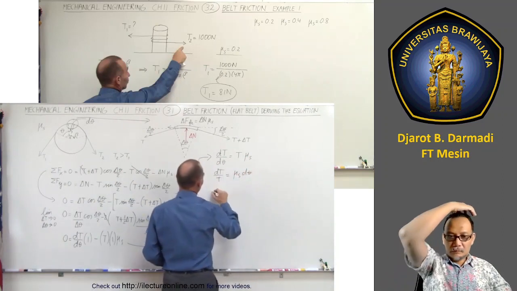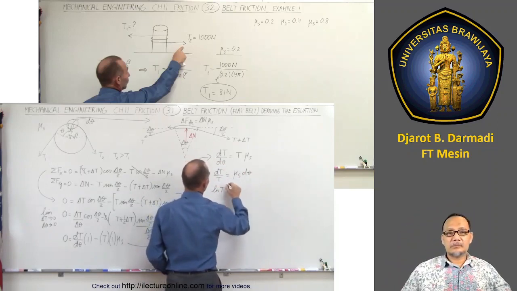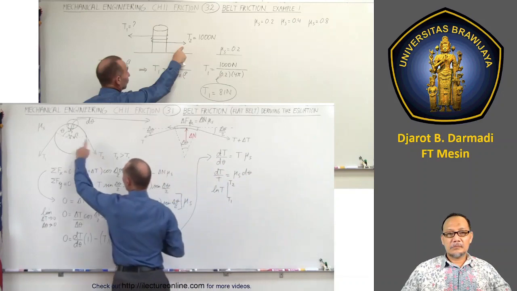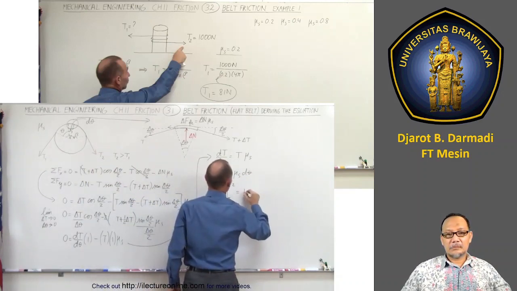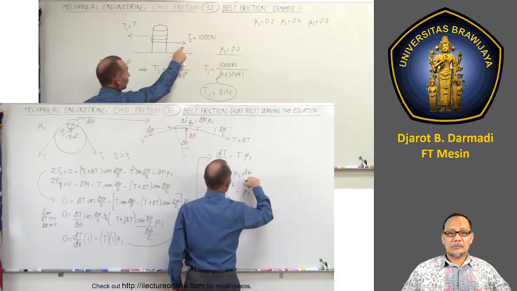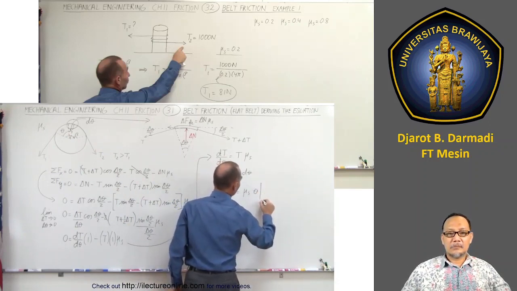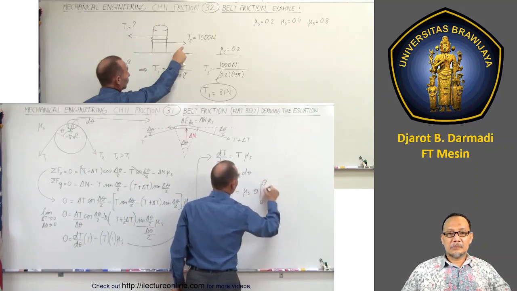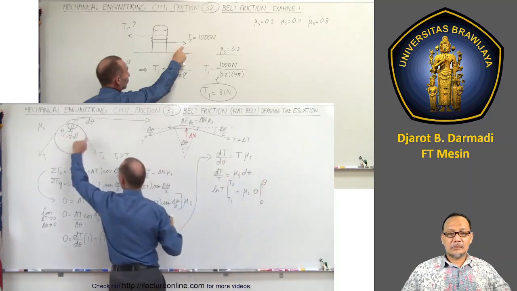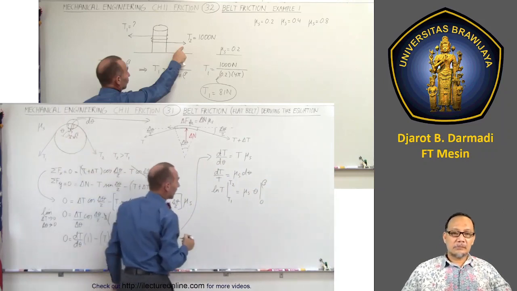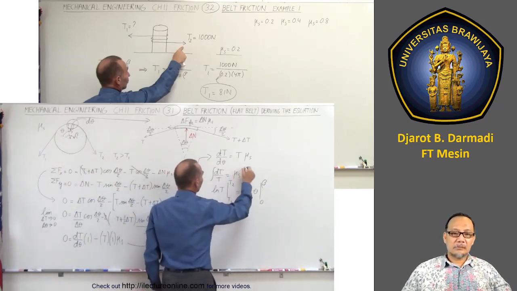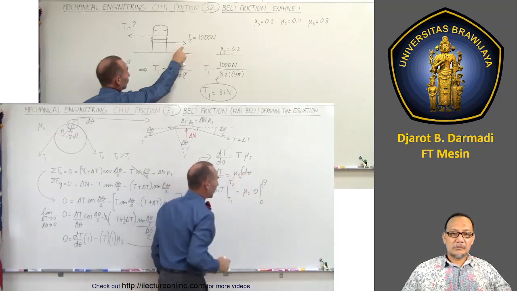So this becomes the natural log of T evaluated from T1 to T2, because that's what we want to do. We want to go between the two right there, is equal to mu sub s times the integral of that, and that would be theta evaluated from 0 to beta. Beta, of course, would be the total angle subtended by those two lines that indicate where the belt touches the drum. So what we did really was we integrated both sides. When we do that, we get the following.